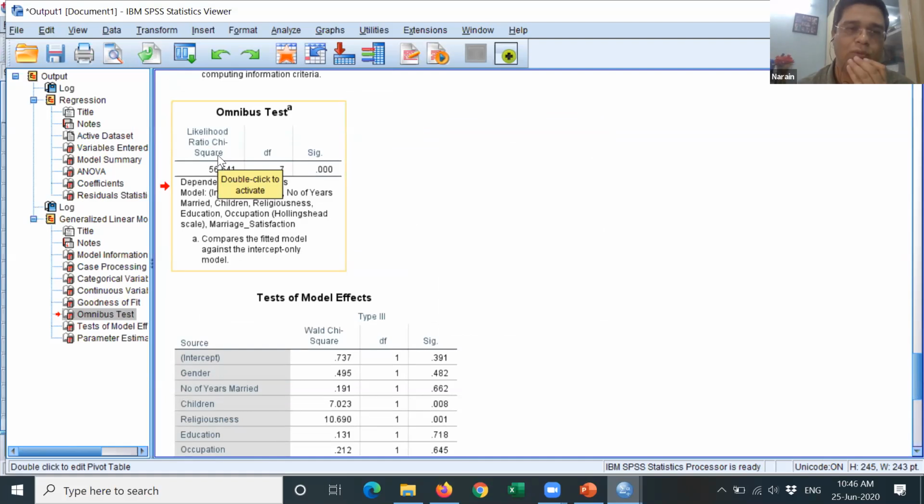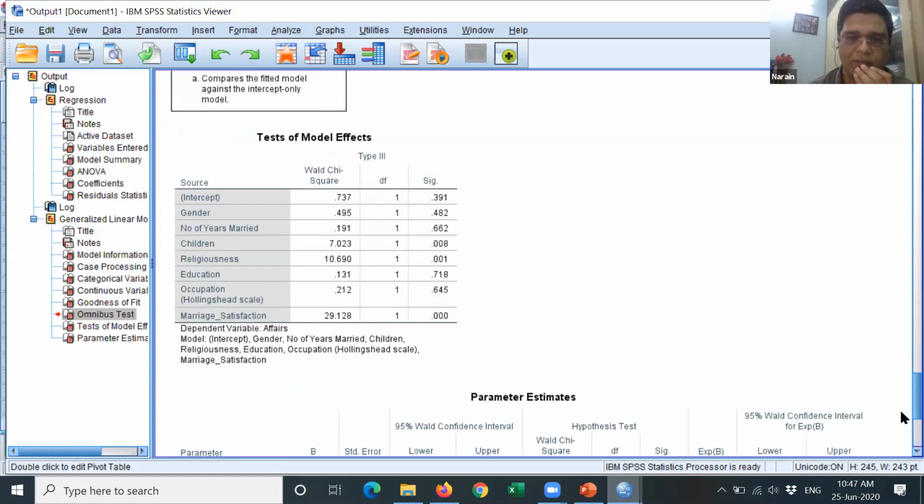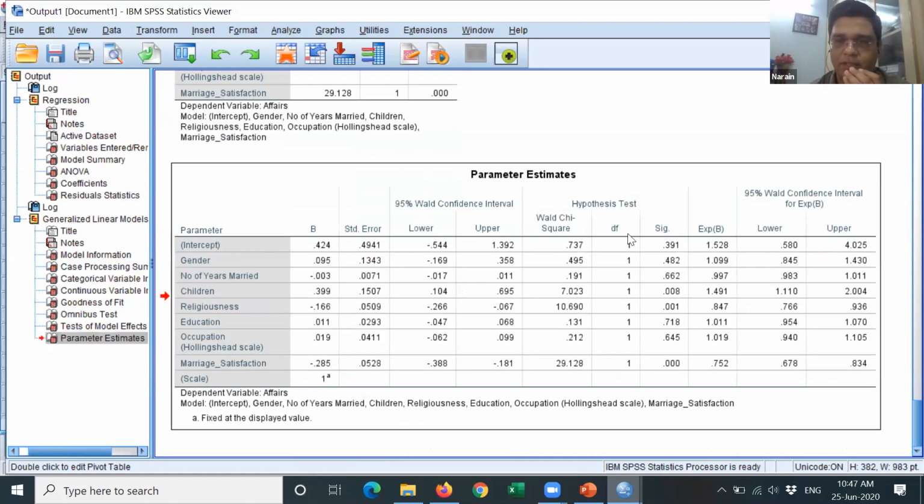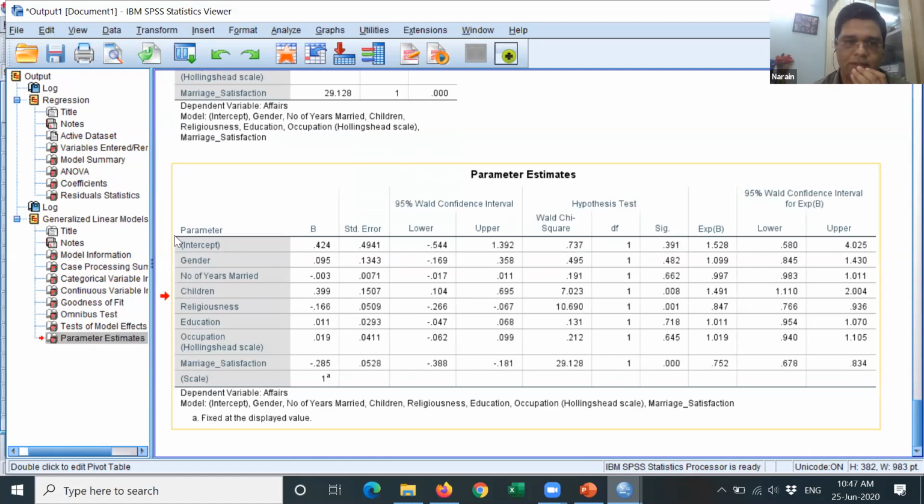The significance is less than 0.05. So we are saying that our model is a relatively good fit model. Our linear probability model also came out to be a good fit model. And here again, I have my regression output presented. These are all my independent variables, their coefficient values, their standard errors, and the hypothesis tests. These are my significance levels here.